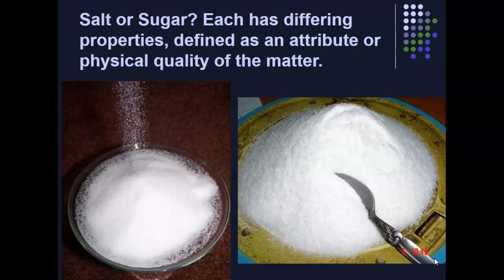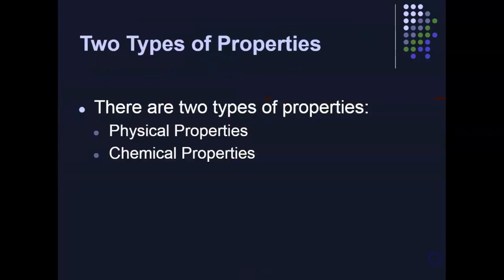So our first idea is that there are differing properties. What exactly is a property? It is defined as an attribute or physical quality of the matter. Sometimes it's how it looks. Sometimes it's how it tastes, like salt versus sugar. What exactly do we have that is different about them? And you might say, well, one tastes sweet and the other one tastes salty. Exactly. Those are the properties we are referring to.